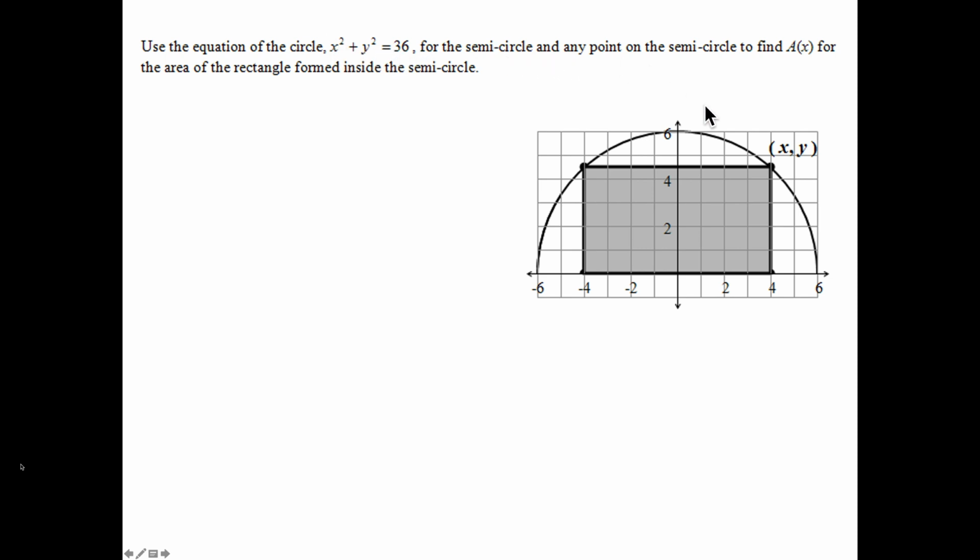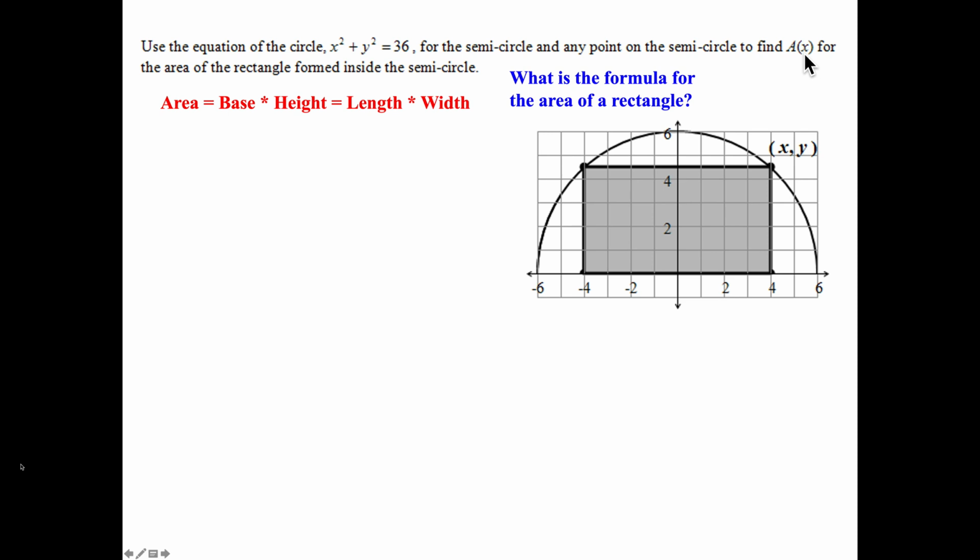Now, we're going to let our point be anywhere we want on this semicircle. And again, we want to find the area of the rectangle based only upon the x coordinate. So again, our area formula for a rectangle is length times width, or base times height. So my base is the whole entire bottom of my rectangle. Here's my height.